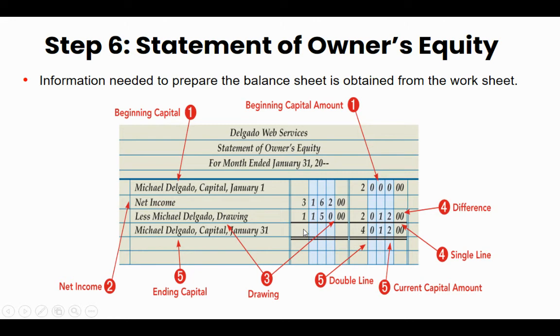Basically, you're adding in your net income, subtracting out your drawing. If this was a net loss, then because a net loss will decrease capital, you would add drawing and loss together and then subtract it from your capital, because it would decrease your capital.